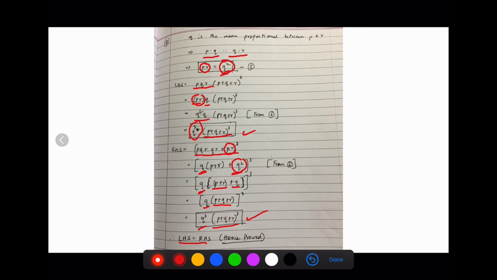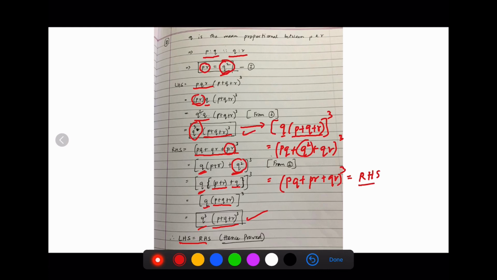You could have also taken the left hand side from here, and you could have taken the entire cube like this, q into p plus q plus r whole cube. Same thing. And then if you multiply q with each of these terms, you have pq plus q square plus qr whole cube, and then replace q square to be pr. So you have pq plus pr plus qr whole cube, and this is same as the right hand side. Any way you want, you can prove it. So that completes the proof.